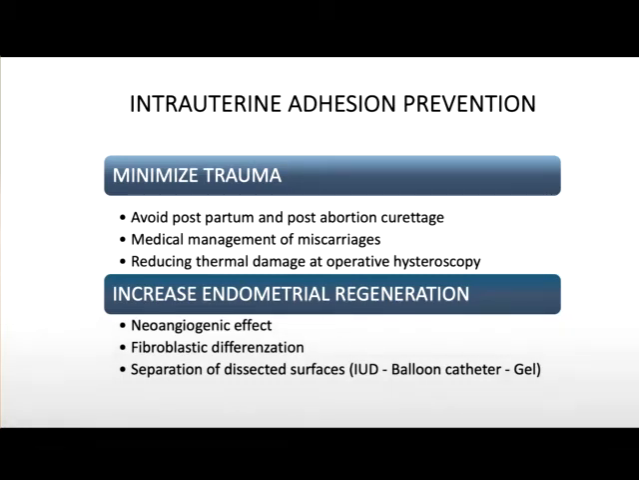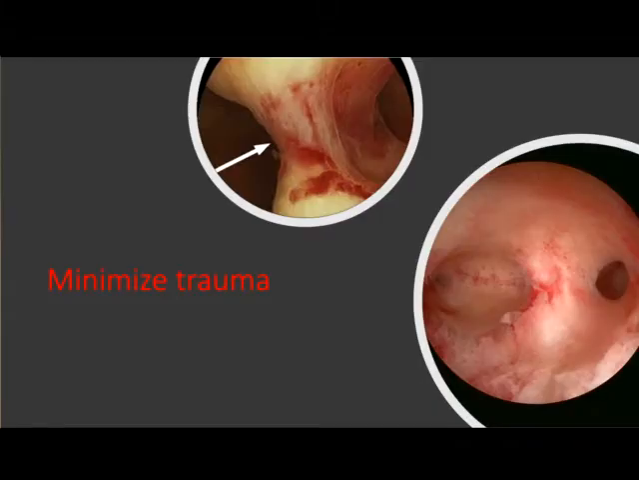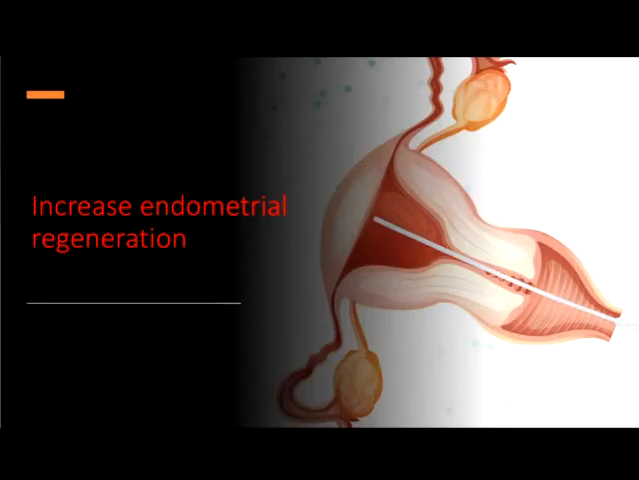On the other side, you can increase endometrial regeneration, and we think that by using the gel instead of the IUD or the balloon catheter, you get this effect. So, minimize trauma. We believe that the mechanical way of approaching uterine pathology is the best in order to minimize trauma. It is the least traumatic instrument you can have.